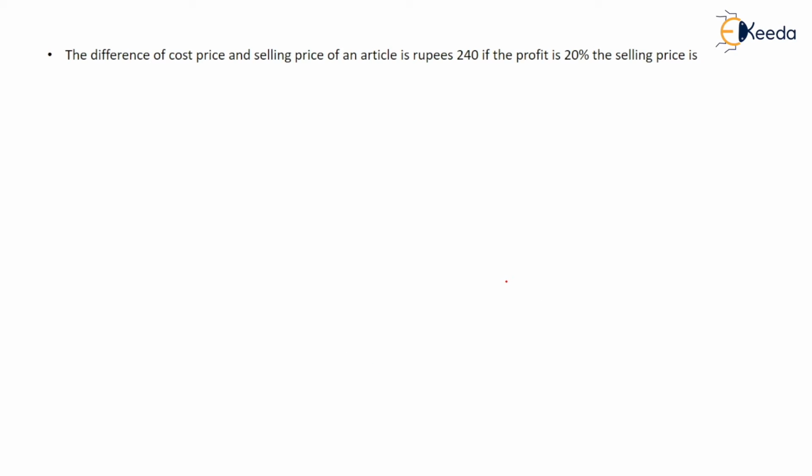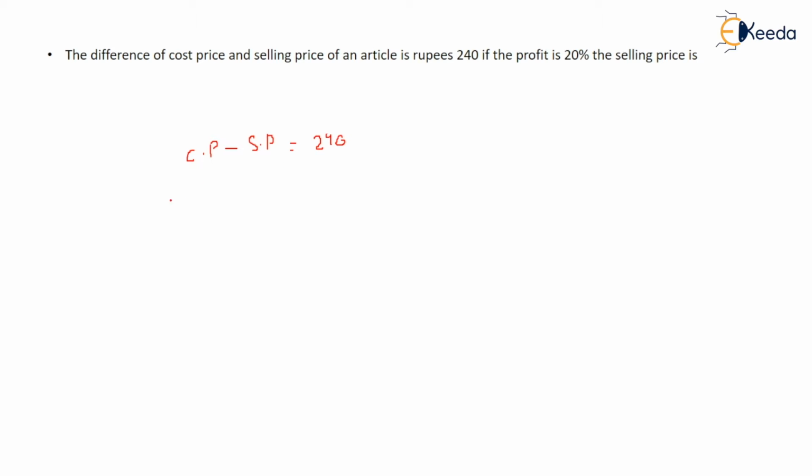The difference of cost price and selling price of an article is 240 rupees. If the profit is 20%, the selling price of the article is. Okay, so here you know that the difference of cost price and selling price of the article is 240 rupees, right? If the profit is 20%, the selling price is. So it is told to you that the profit is 20%.